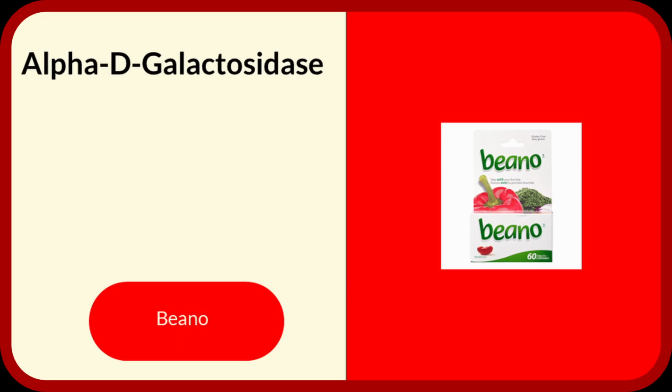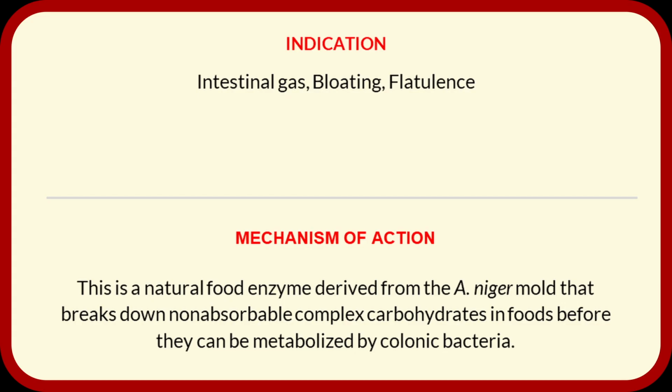For gas relief, we have alpha-D-galactosidase, with the brand name Beano, which is useful for intestinal gas, bloating, and flatulence. This is a natural food enzyme derived from the Aspergillus niger mold that breaks down non-absorbable complex carbohydrates in foods before they can be metabolized by colonic bacteria.